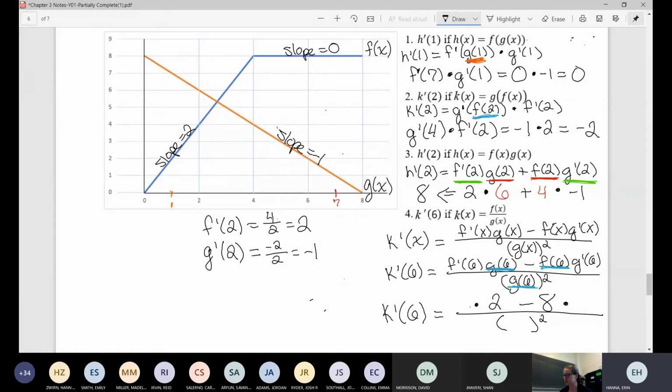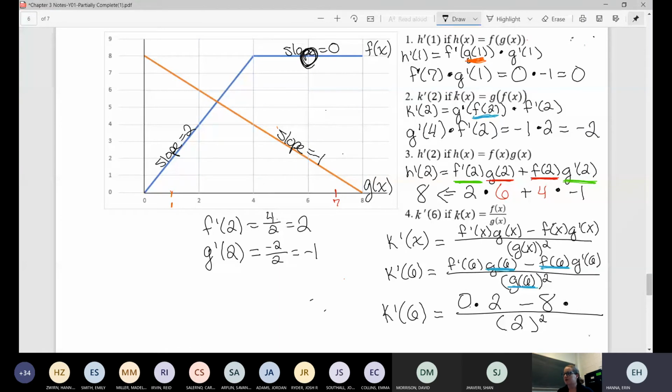And now we need our slopes. We need f prime of 6. At f of 6, we're on that second line piece, the horizontal line piece for f. So what's the slope at 6? The slope would be 0. Oh, I forgot to put g of 6 in the denominator. We found g of 6 to be 2, so inside those parentheses should have been 2. I should have put that down already, I'm sorry.